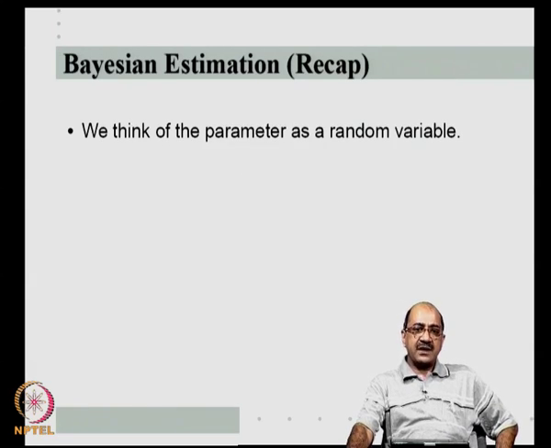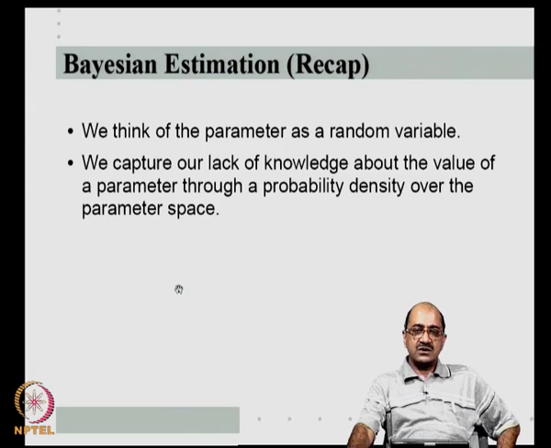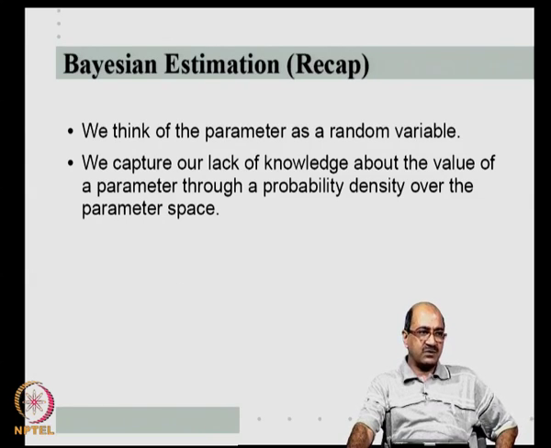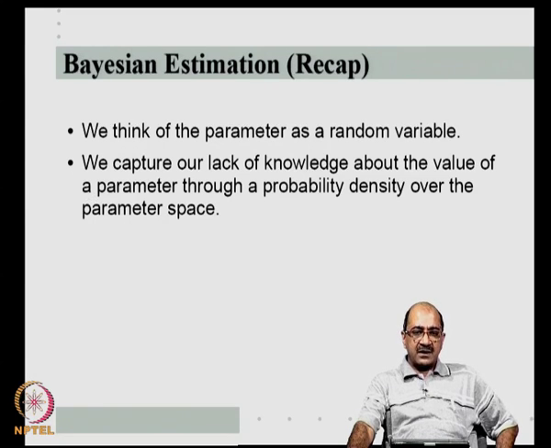In the maximum likelihood case, the parameters are unknown, but are assumed constant. In the Bayesian estimation, we think of the parameter itself as a random variable. What does that give us? It allows us to capture our knowledge or lack of knowledge. See, we do not know the parameter, that is our lack of knowledge, but it may not be completely unknown. At least, for example, we know what space the parameter belongs to, but we are uncertain about the actual value of the parameter.